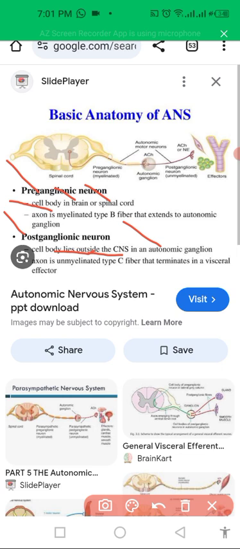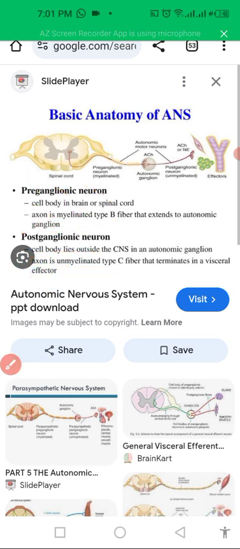Now, preganglionic fibers are myelinated type B fibers and postganglionic fibers are unmyelinated type C fibers. These terminate in the autonomic ganglion, and the postganglionic fibers terminate in the visceral ganglion. So in this way, this is the difference between preganglionic and postganglionic nerve fibers.